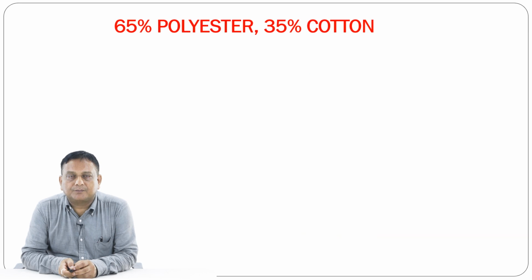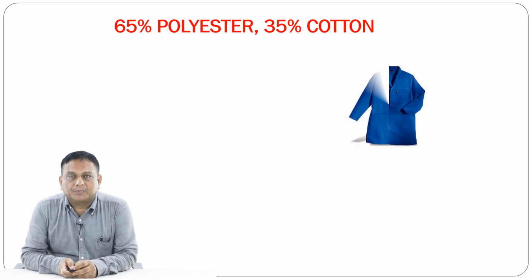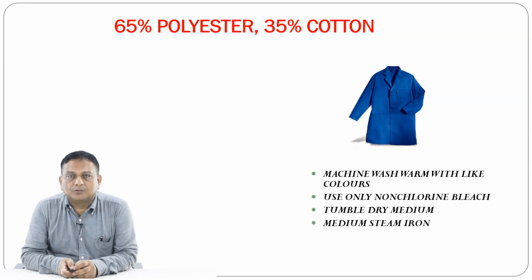Now let us see the case of 65% polyester and 35% cotton. What are the representations there? Machine wash warm with light colors, use only non-chlorine bleach, tumble dry medium, medium steam iron. So those kinds of things are covered in this area.